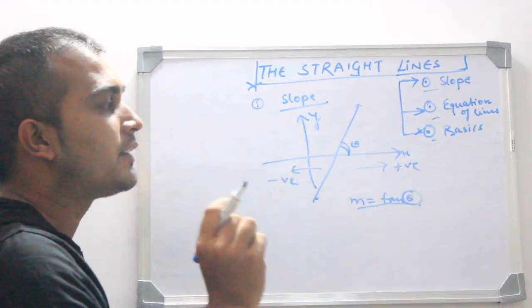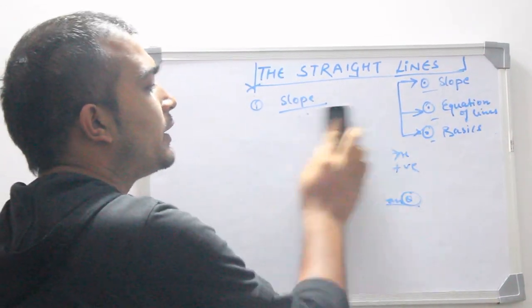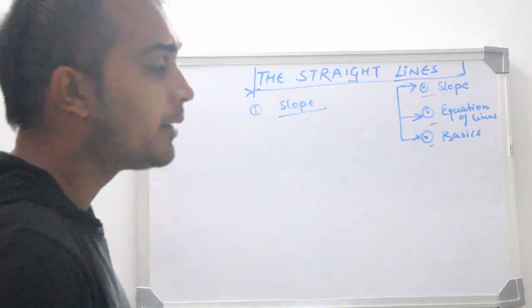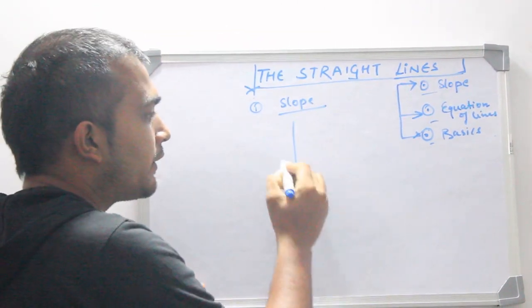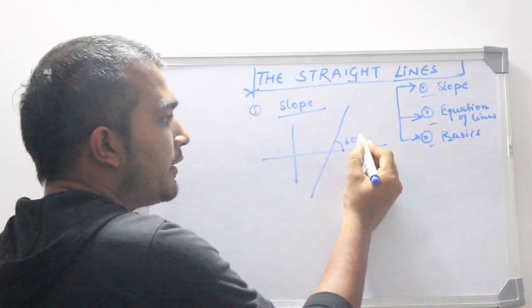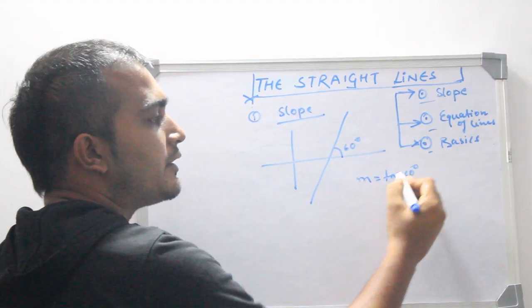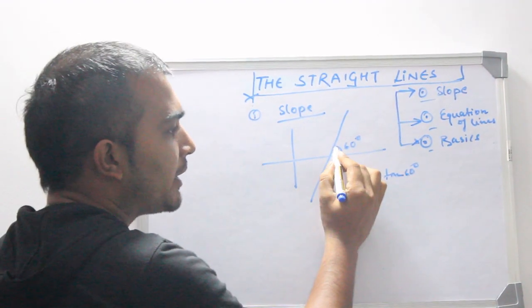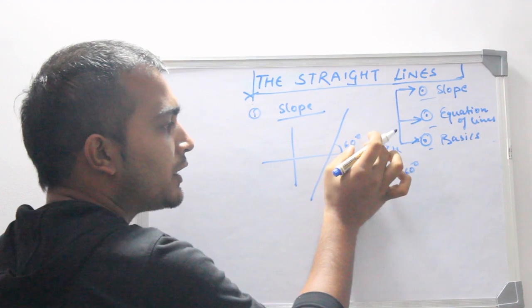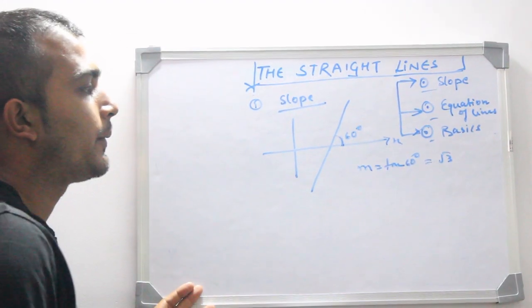So only the positive x-axis. I'll take up three questions with this, which will explain what I mean by positive x-axis. So first thing is, say this is the line, this angle is 60 degrees. Slope is nothing but tan of 60, because it is tan theta, where theta is the angle with respect to the positive x-axis, which is 60 degrees. So tan 60 is nothing but root 3.